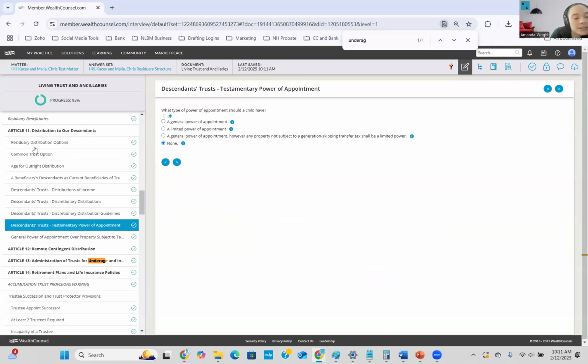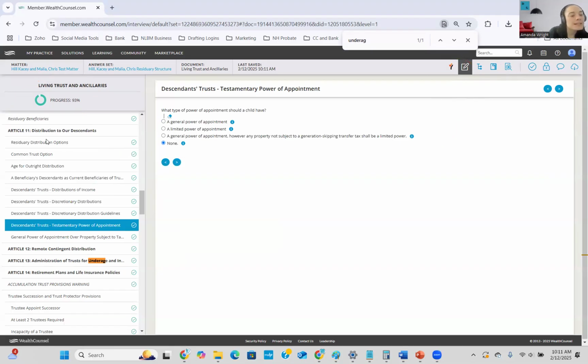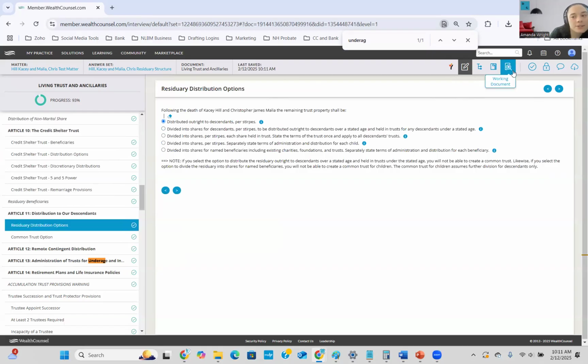Now let's take a look at how this compares when we look at what the language looks like. So right now we're in the interview. Remember, the interview is over here. We're filling out the client choices. The interview is over here. And we're going to go to the working document to take a look at what the language looks like between these two. First, let's look at the language when we just choose outright to descendants, 1/3, 1/3, 1/3.